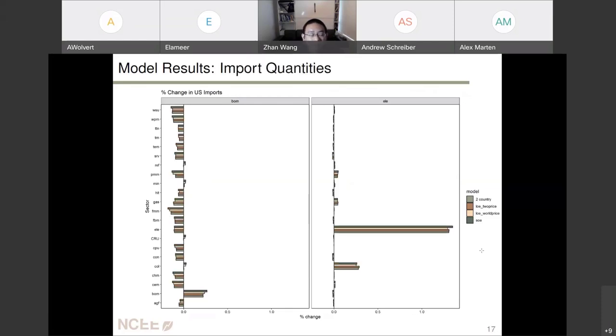And then this is the same thing, but on the import side. So again, these elasticities that are simulated are quite large. And so the percent change in quantity here is a bit larger. Again, the two country and the two price large open economy specification are almost identical here. But because the elasticities are so large, the small open economy assumption actually approximates the two country model quite well on the import side of the model. Next slide.